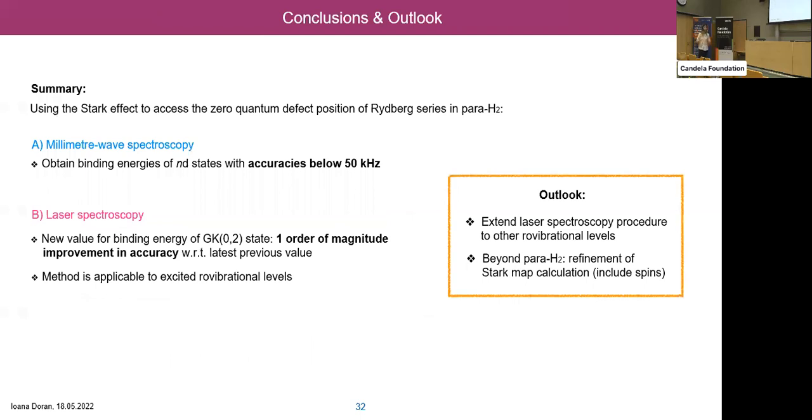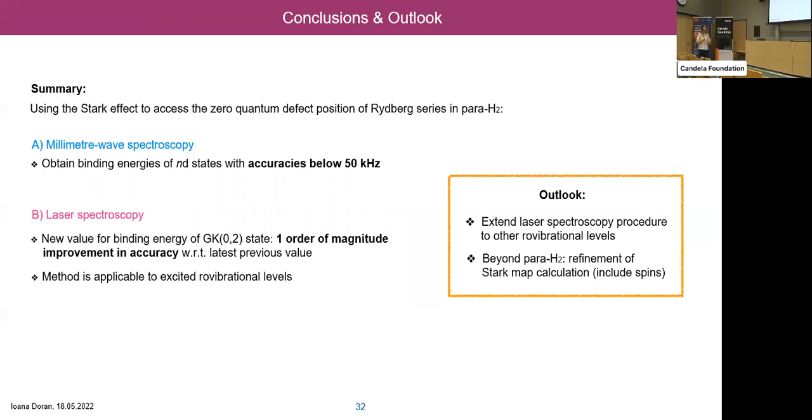So this brings me to the end of my talk. To summarize, I showed you how we can use the Stark effect in order to access the zero quantum defect positions of Rydberg series in para H2. And specifically, I showed you for millimeter-wave spectroscopy that this allows us to obtain binding energies of nd states with accuracies below 50 kilohertz. And for laser spectroscopy, we got a new value for the binding energy of this GK intermediate state, which is one order of magnitude more accurate than the previous one. And we also showed that the method is applicable to excited low vibrational levels.